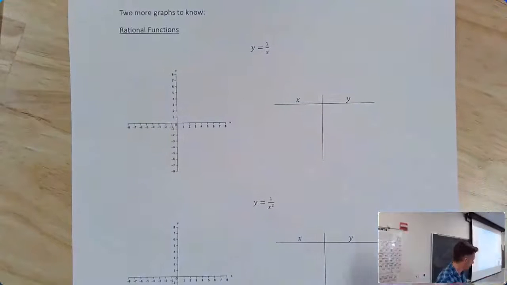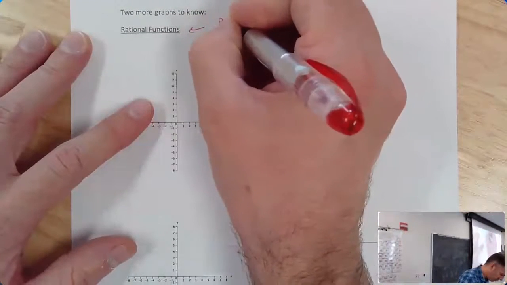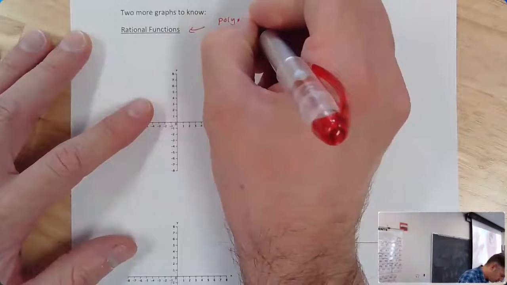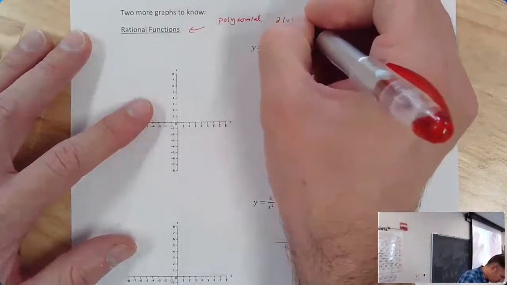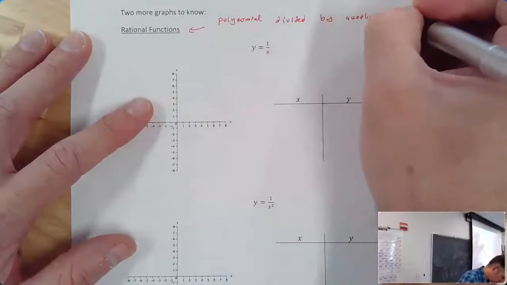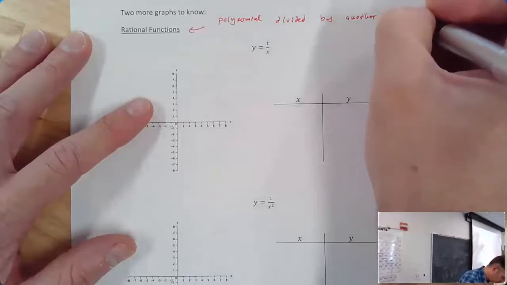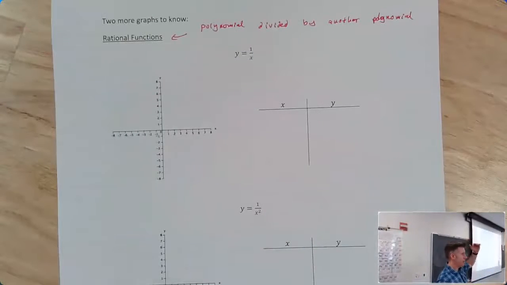There's some rational functions. So what is a rational function? Just so everyone's aware, a rational function is just a polynomial divided by another polynomial. I can spell it. That's what a rational function is. Polynomial on top, polynomial on the bottom.